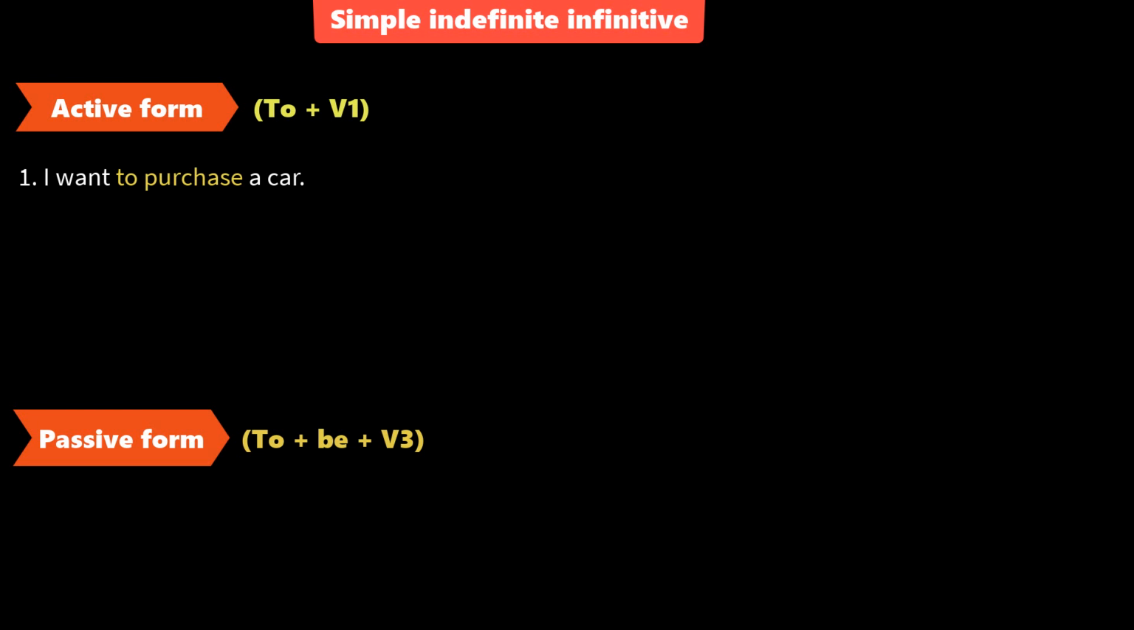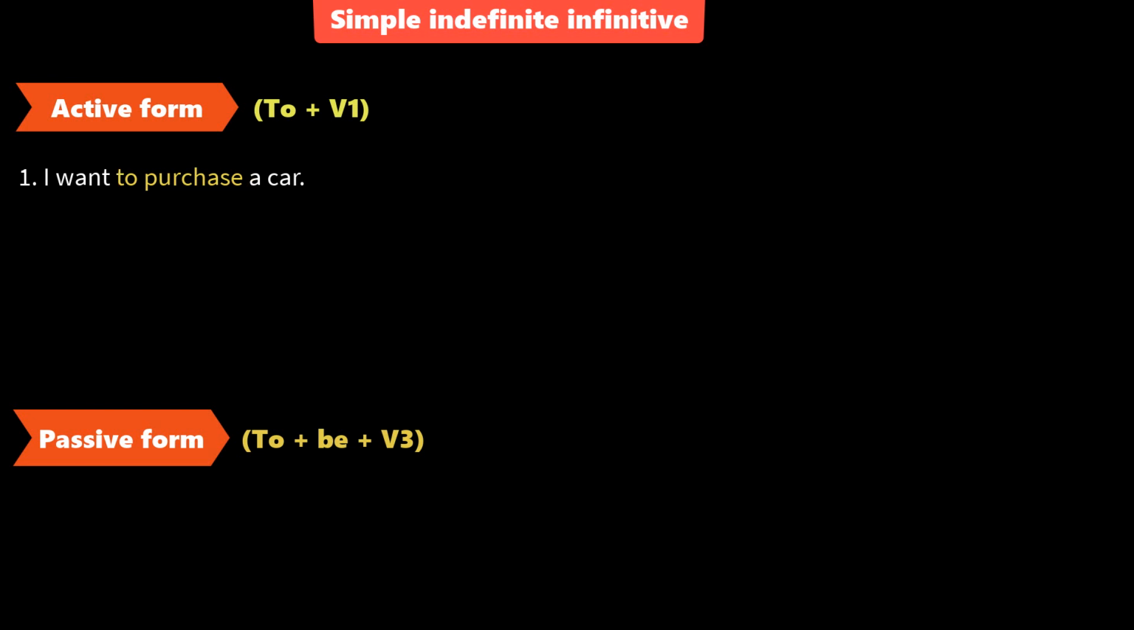I want what? You always want something or somebody, a noun basically, or a pronoun. I want what? I want an action here. What is that? To purchase. I want to purchase a car. So here we have a simple present infinitive in active form. I want what? To purchase a car.